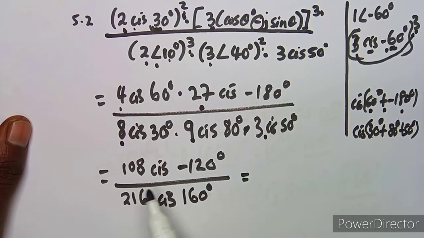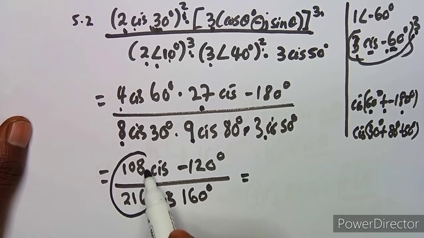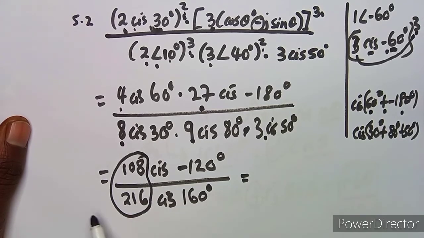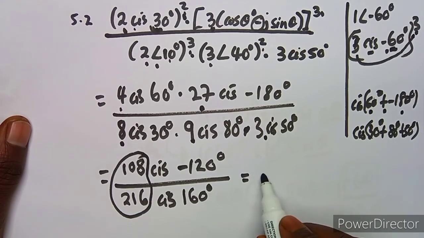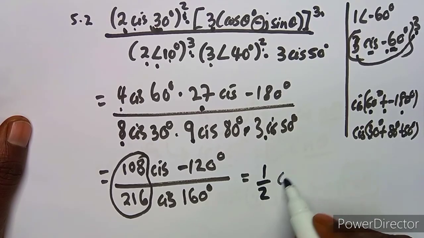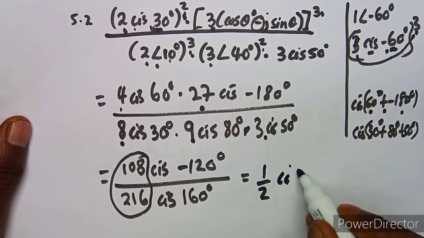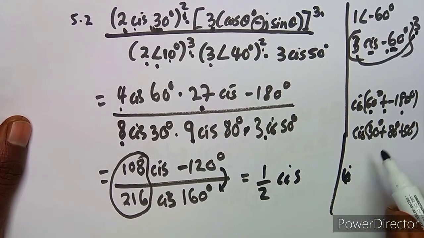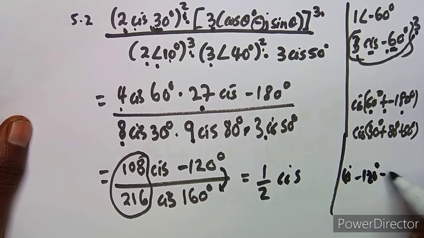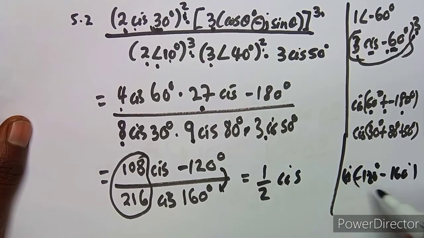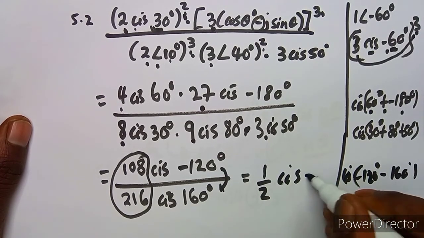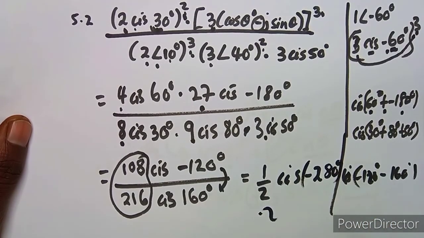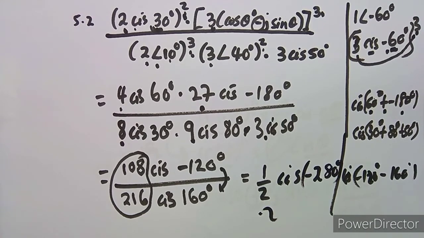All right, so now we are dividing. We are no longer multiplying, we are dividing. So we are going to divide the numbers together this time, and the angles we subtract. If we divide the numbers, it's going to be 108 over 216, which is 1 over 2 or 0.5. Here we subtract, so it's actually cis of negative 120 minus 160, which gives cis of negative 280 degrees.